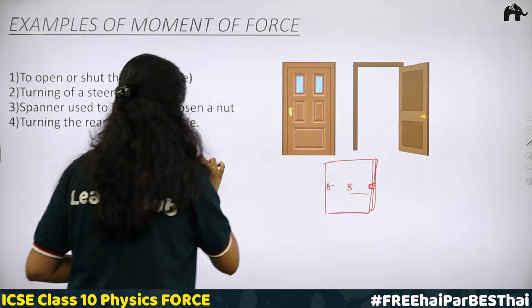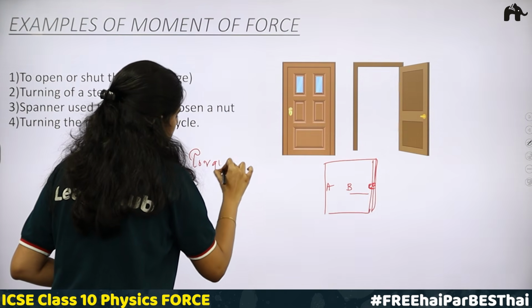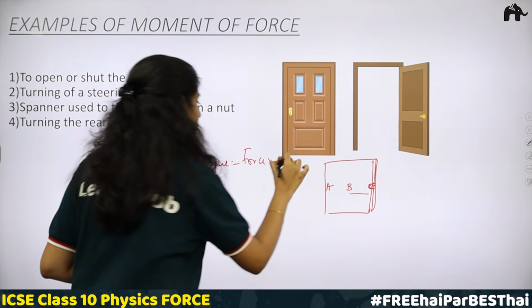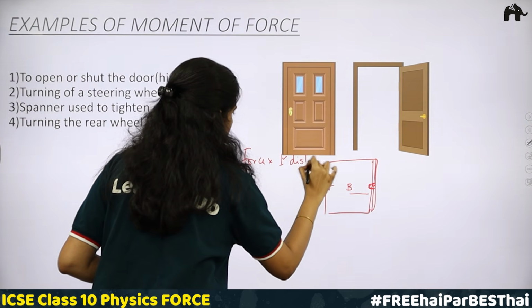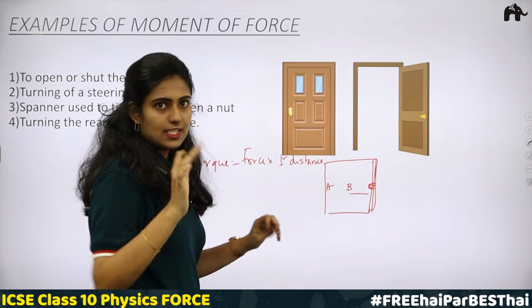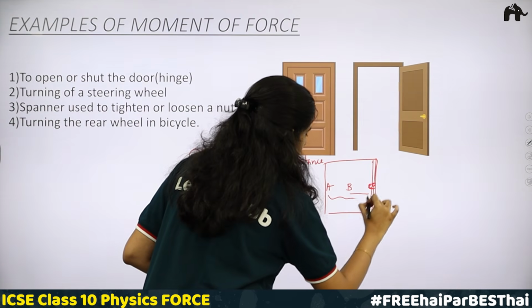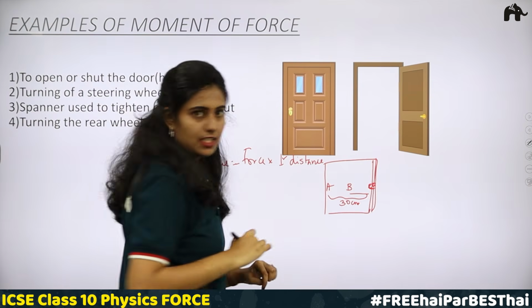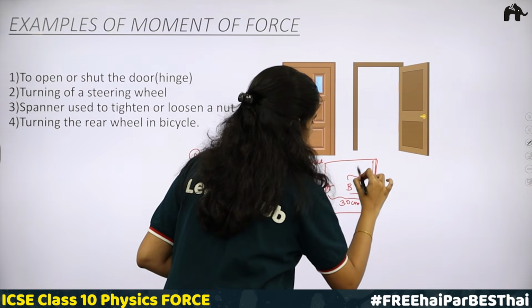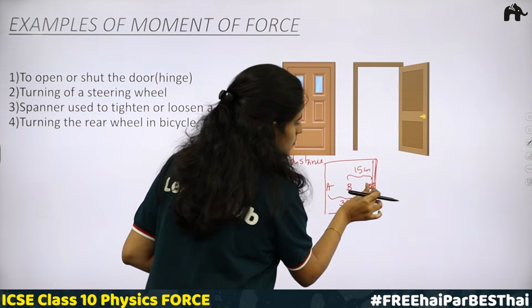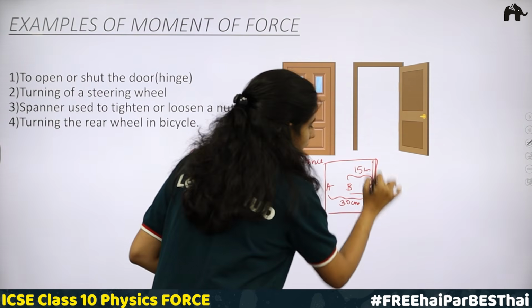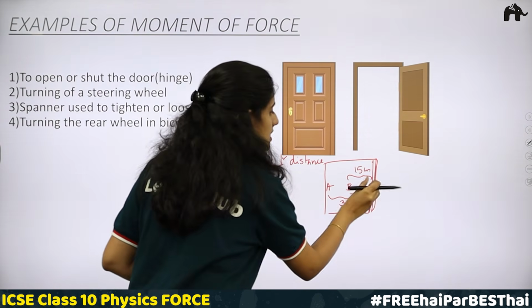In that case, we know torque is equal to force into perpendicular distance. First case, let us take, this is at a distance of some 30 centimeter. Second case, it is 15 centimeter. And this point C, it is at 0 distance. It is on the axis of rotation, which means the distance is 0.